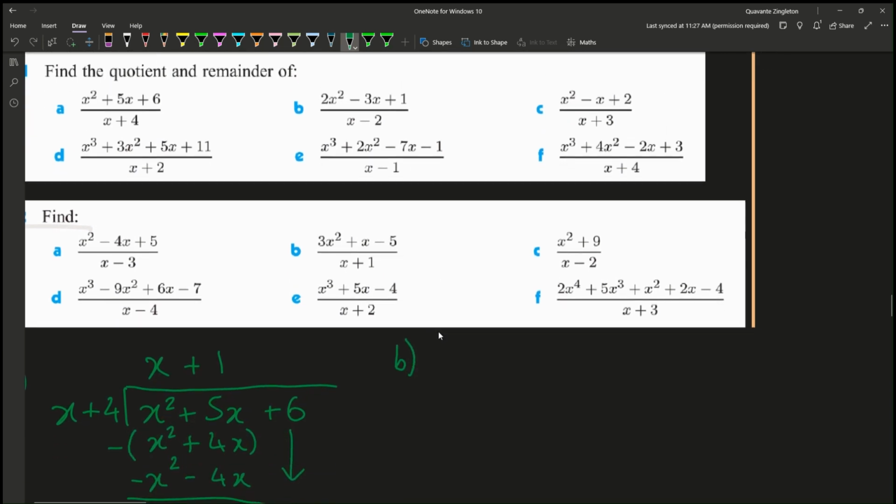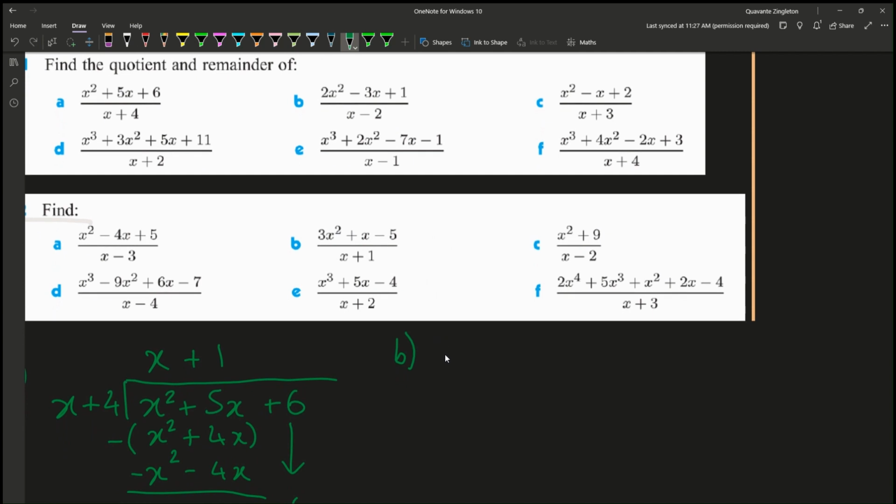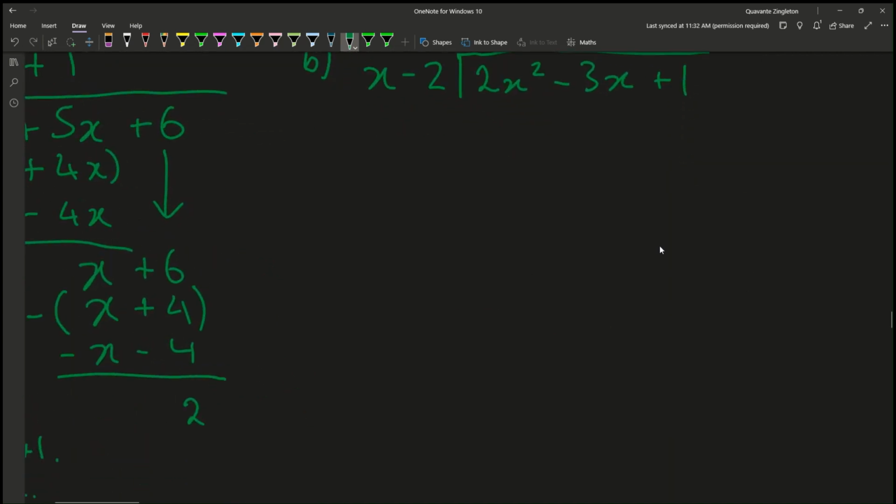So we have, you remember how you want to set it up. So we have the denominator here. Then we do 2x squared minus 3x plus 1. All right, let's begin.